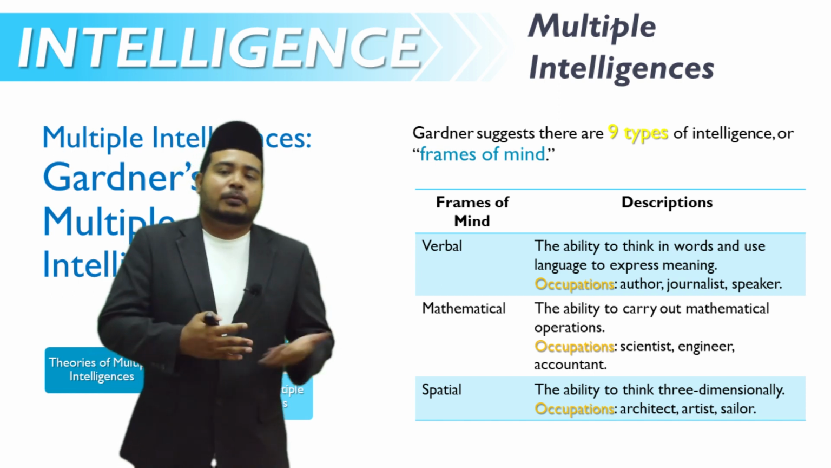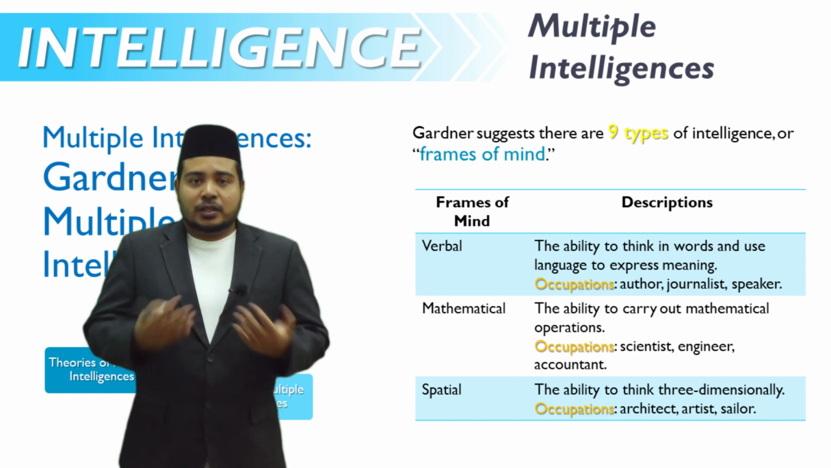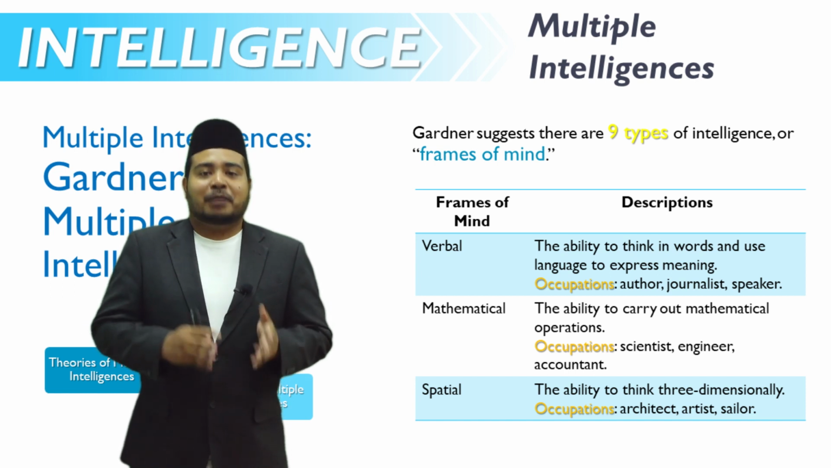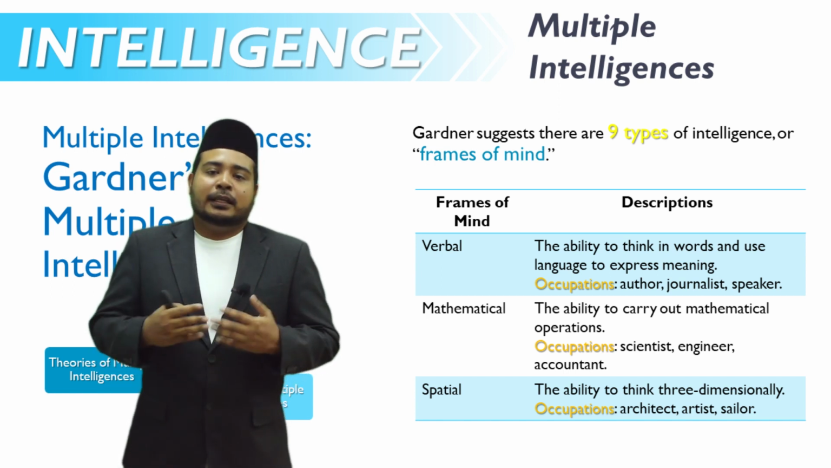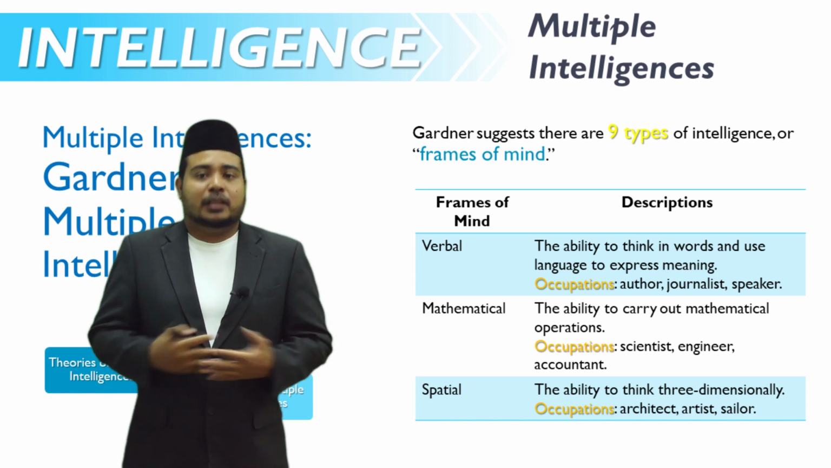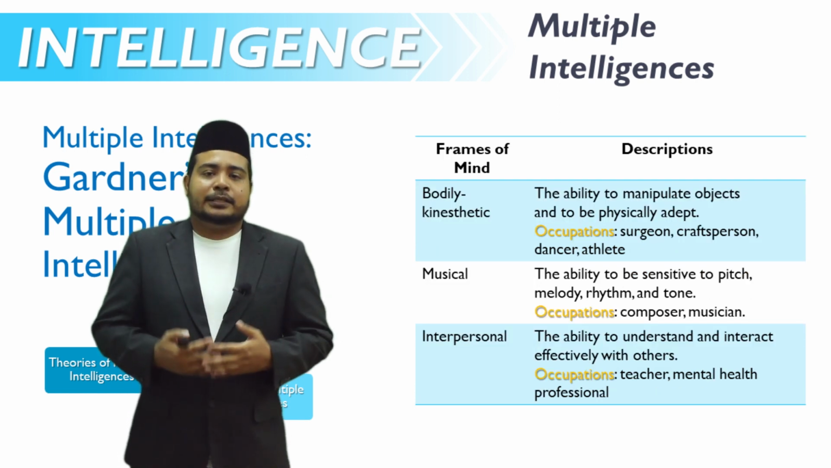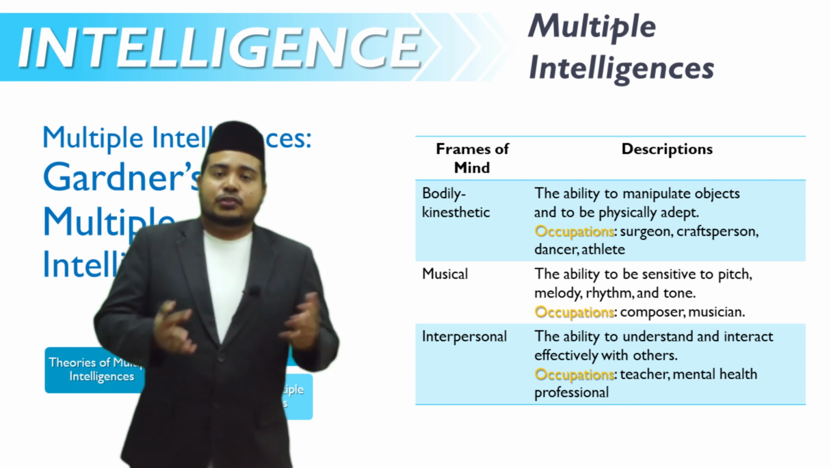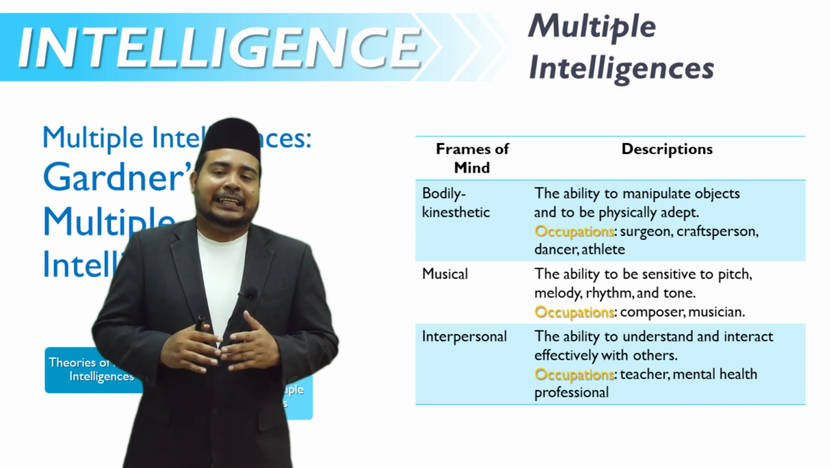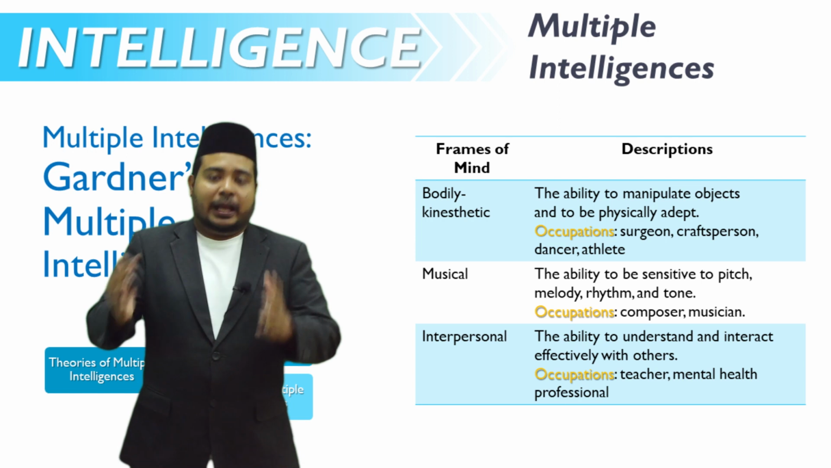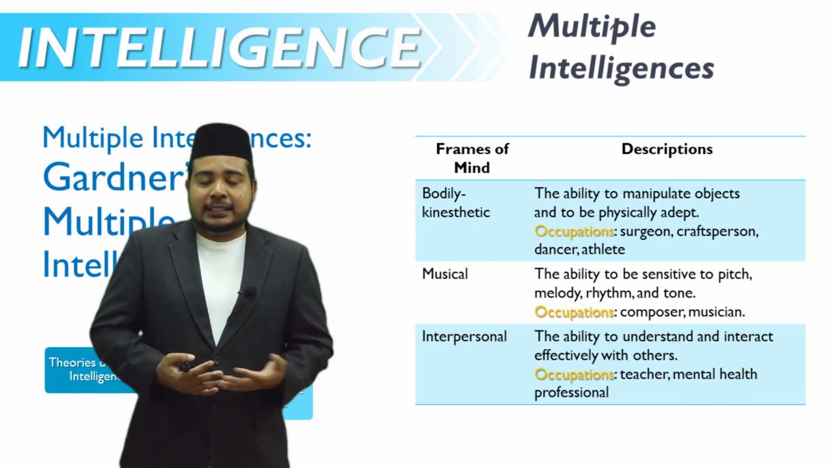The third frame of mind is spatial, the ability to think three-dimensionally. It's not easy. There are people who can only think in two dimensions or one dimension. So people who have this ability to think in three dimensions are suitable to work as architects, artists or sailors. Next type of intelligence is bodily kinesthetic. It refers to people who have the ability to manipulate objects and to be physically adaptable. So people who have this ability are suitable to become surgeons, craftspeople, dancers or athletes.